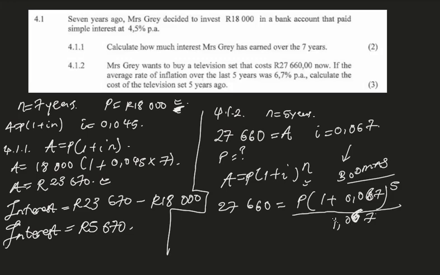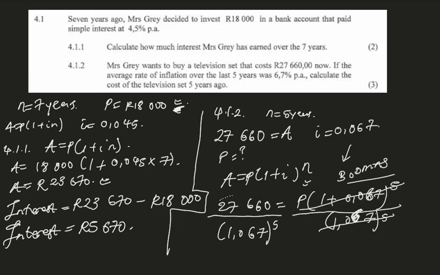1,067 raised to 5. What I do on the right, I also do on the left. So I'll also divide with the same on this side. So I'll just say here 1,067 raised to 5. Now this bracket below here, it's the same as the bracket above there, right?